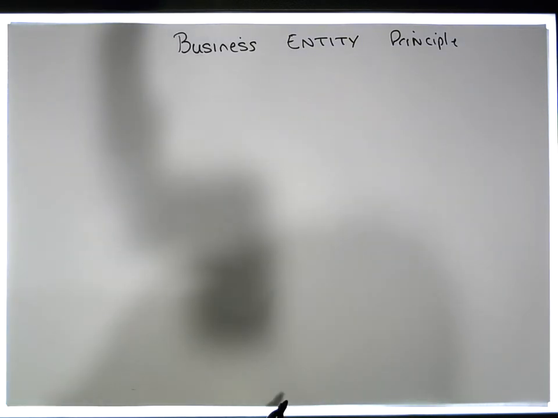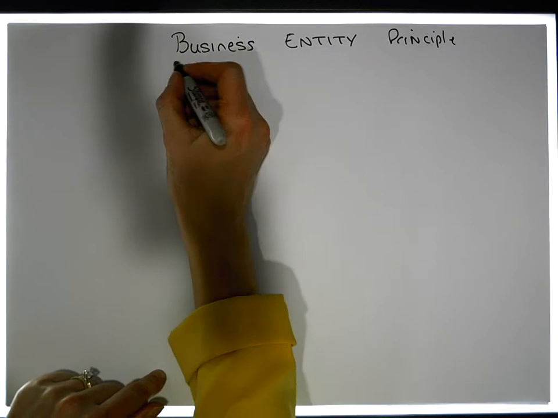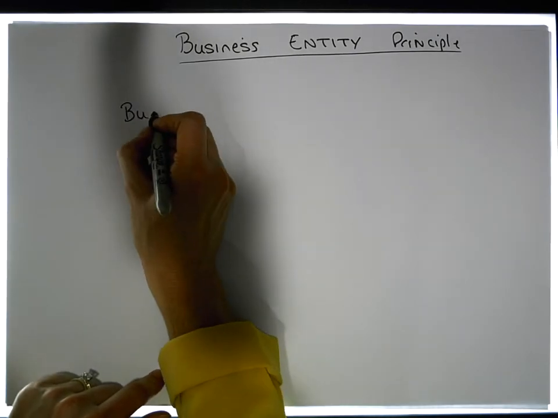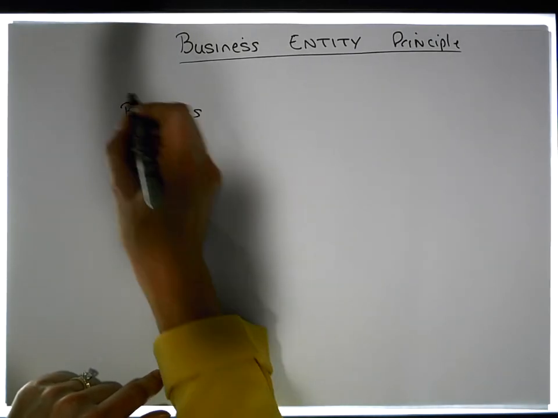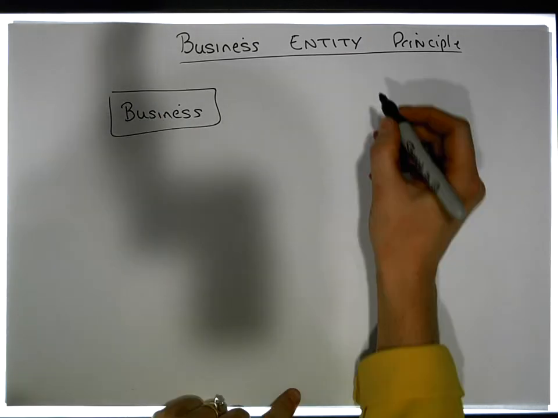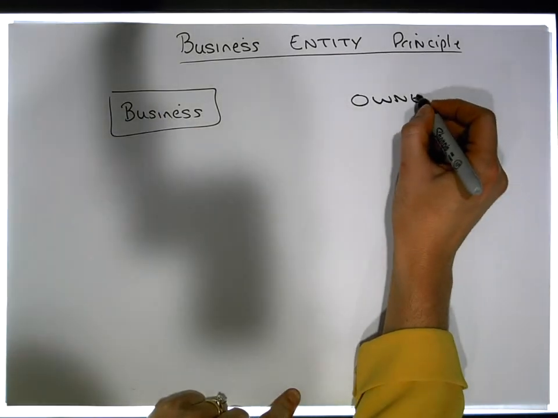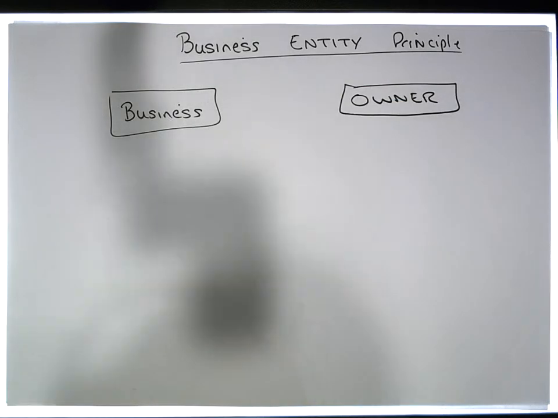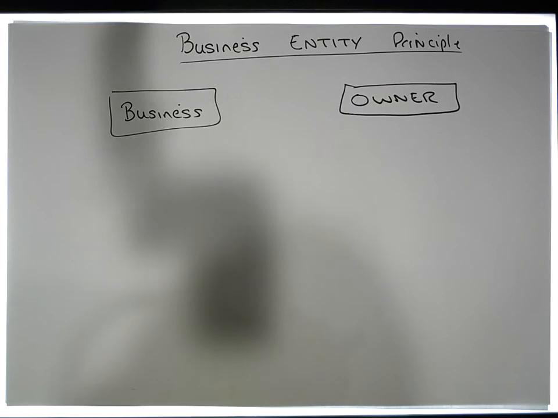And this principle basically says that a business is completely separate from the owner. And in our case, we will be talking about a sole trader, where one person owns the business. But with the business entity principle, the business and the owner are separate beings. So anything the owner owns, that does not mean that the business owns it. So that means that a business has nothing until the owner invests money into the business.